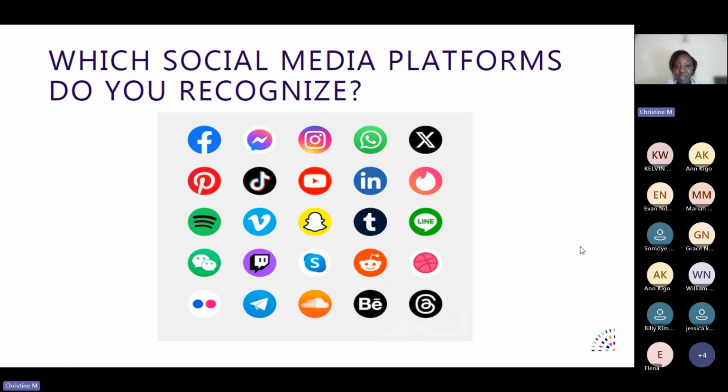Evans, your hand is up. Thank you. Yeah, I have been using Pinterest to get ideas on my home and my kitchen ideas. It has been a good one. So Pinterest is the one with a P in pink.